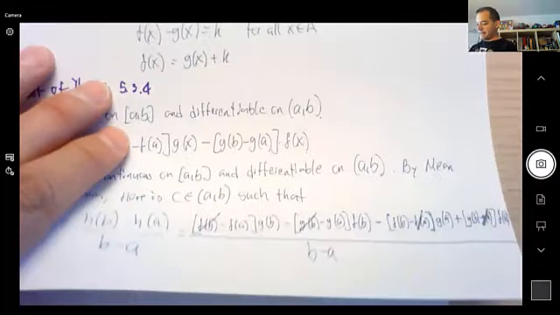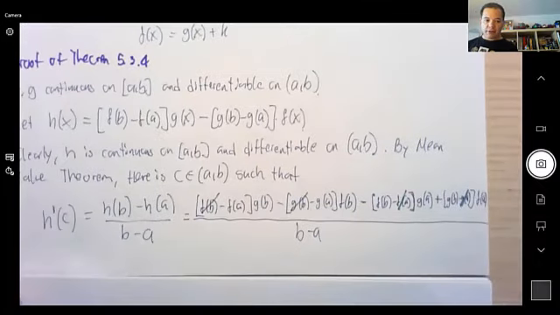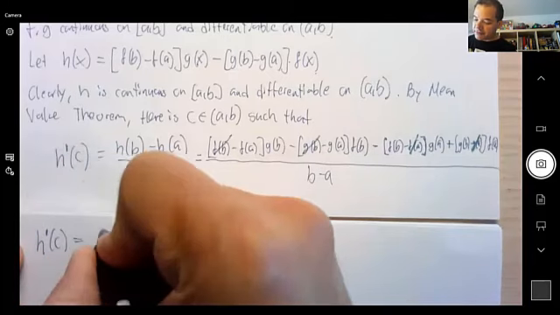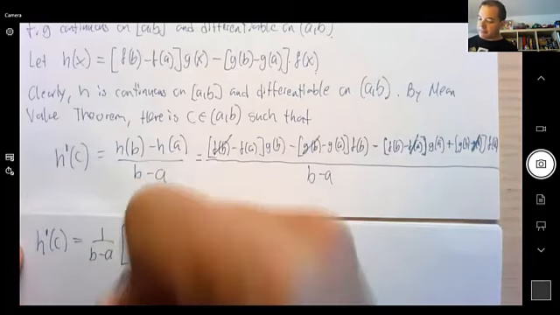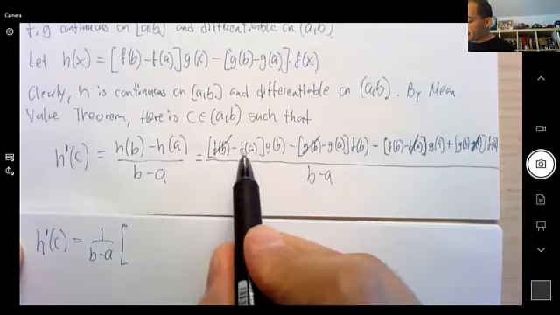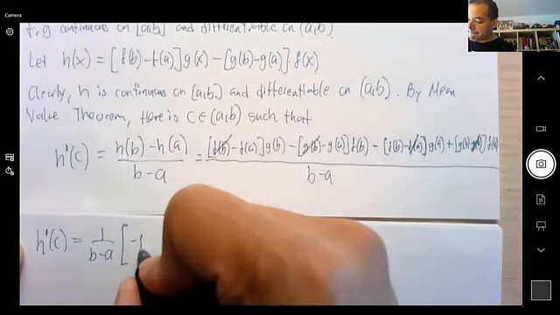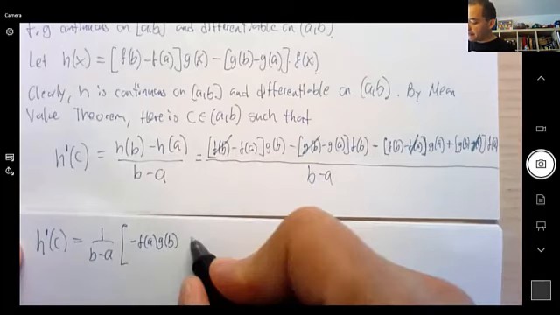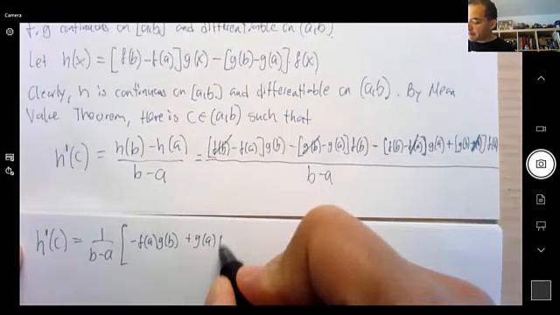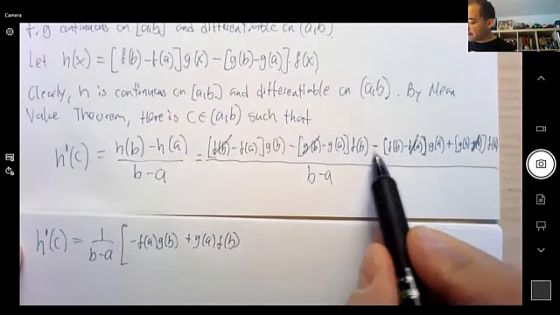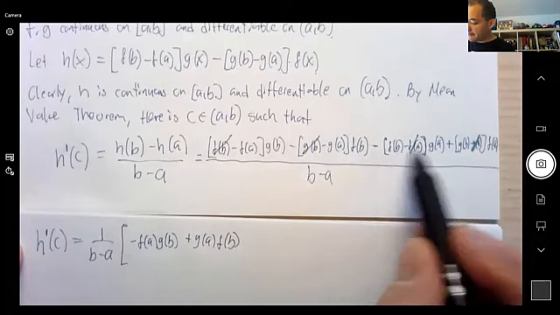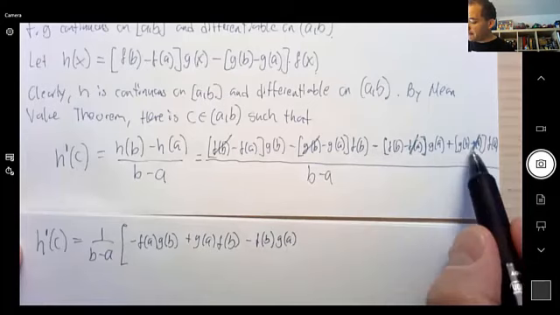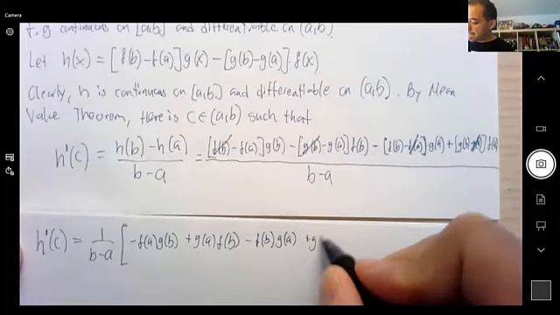So let's figure out what we have left. We write it here: h prime of c equals 1 over b minus a times, negative f of a g of b, then minus minus, that's positive, g of a f of b, then minus f of b g of a, and over here plus g of b f of a.